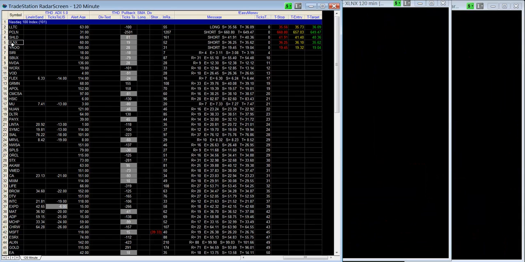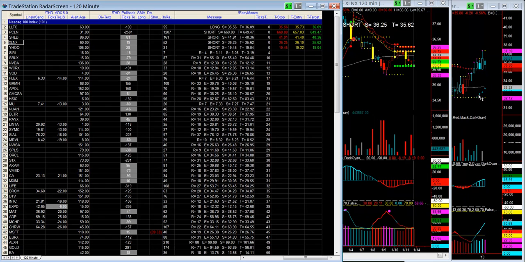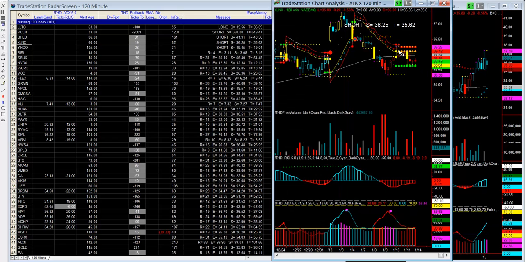The next one is XLNX. Of course, this one, as you can see, the weekly is telling you you're in an uptrend. This is telling you take a short position. You would not be in this one right now.